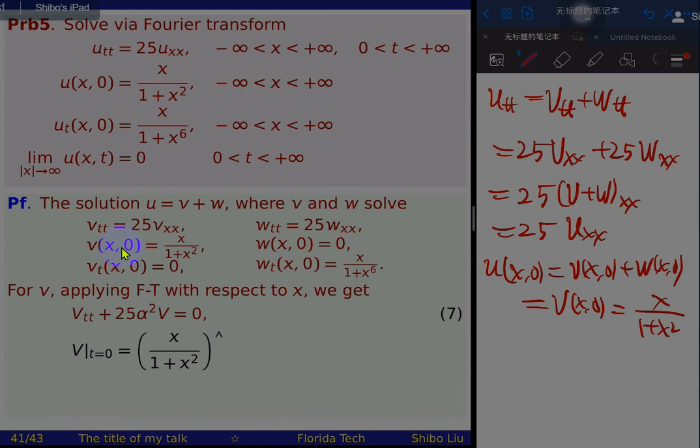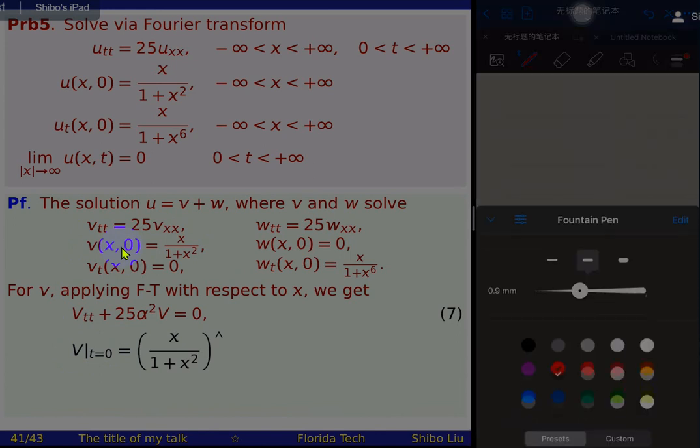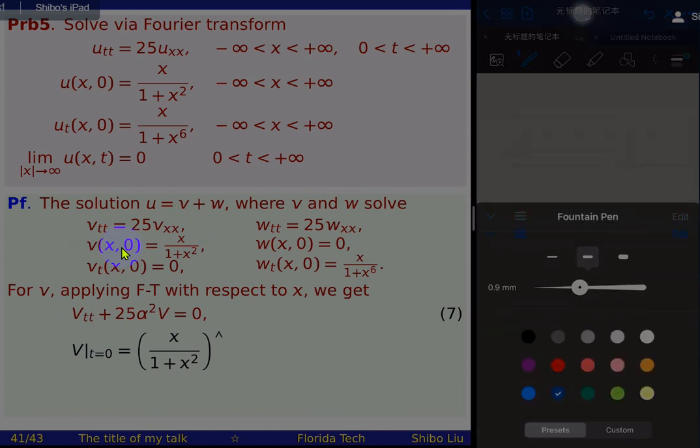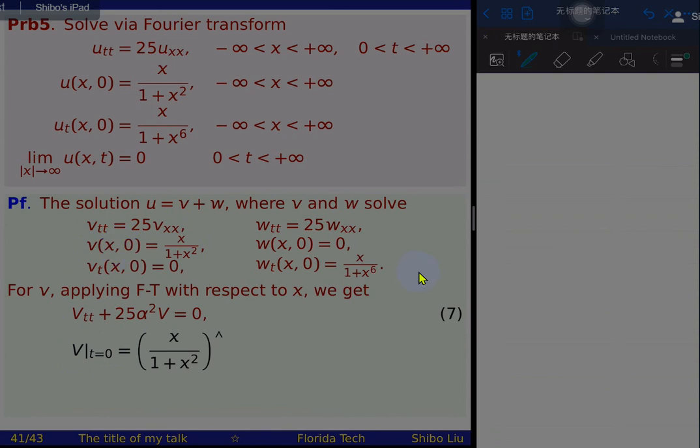v(x,0). So maybe we have repeated this computation several times, but maybe some of you need that. That is, V(alpha,0) equals the Fourier transform of small v(x,0). Okay, using this result, we have this. And this function, we don't need to compute the Fourier transform of this function. We denote it by V0.